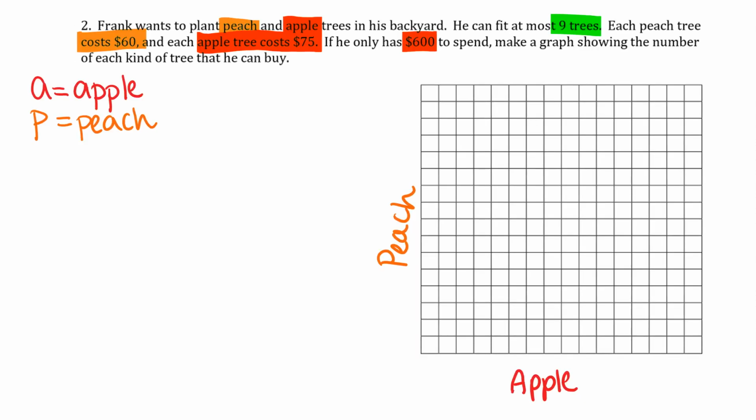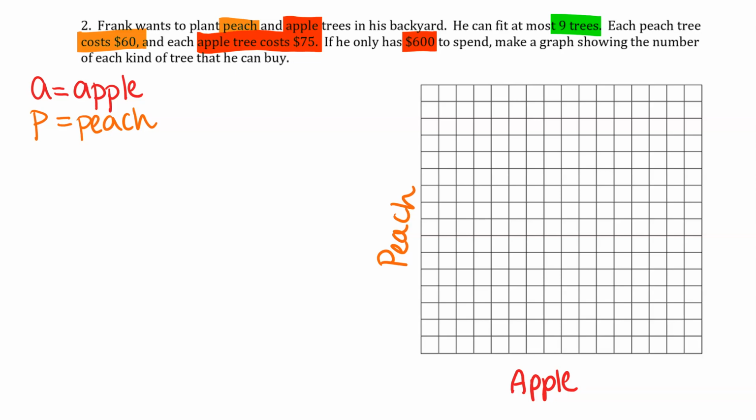Realistically, this is where we could all get. I know this. You could absolutely read this, underline what's important. You could say A equals apple, P equals peach, and then you could put apple and peach on your graph. You totally could do that. The next part, I realize that is the hard part.